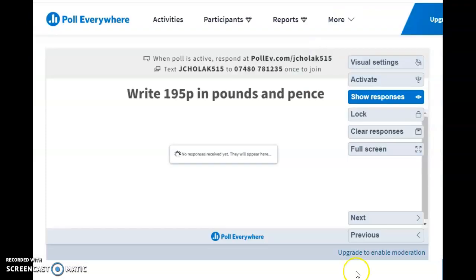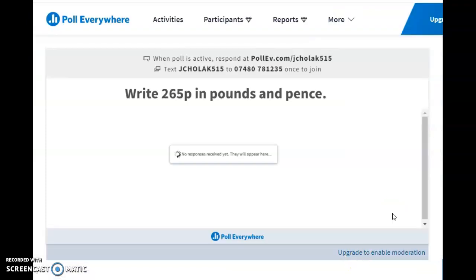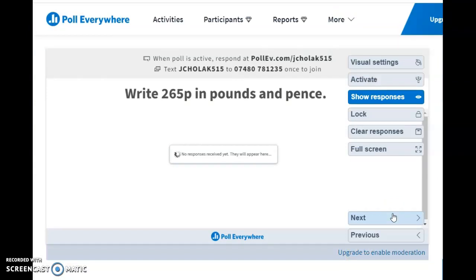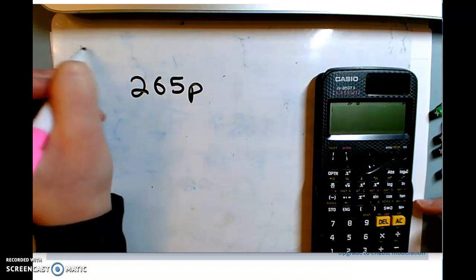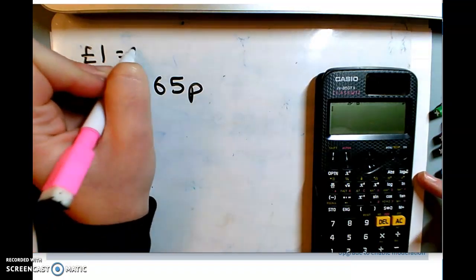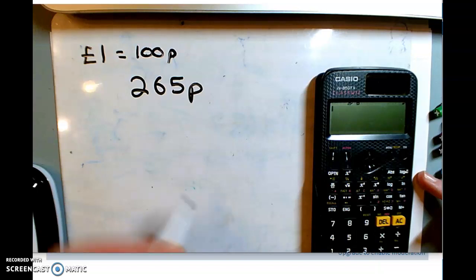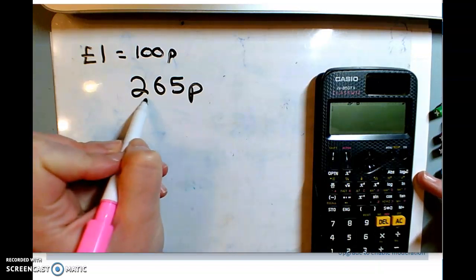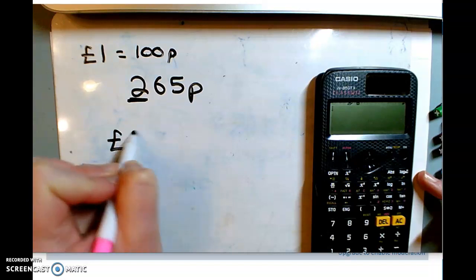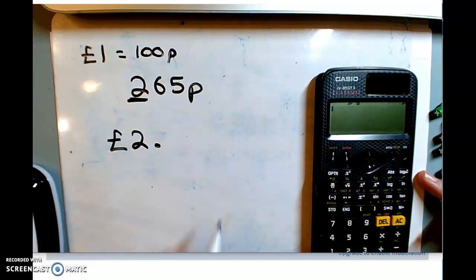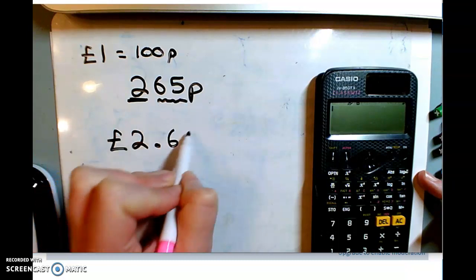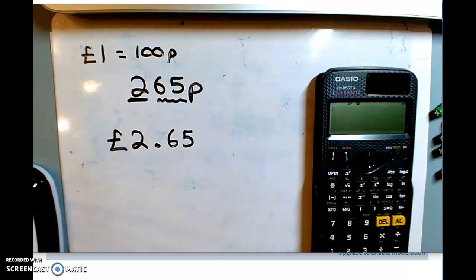Right, next question is for you to try. So, write 265p in pounds and pence. You can pause the video and press play when you're ready. So 265p. Again, we know 1 pound is equal to 100 pennies. So how many 100s are there? We're going to look in the hundreds place value. There's 2. So we have 2 pounds. And we're left with 65p. So 2 pounds 65. That's what we have.